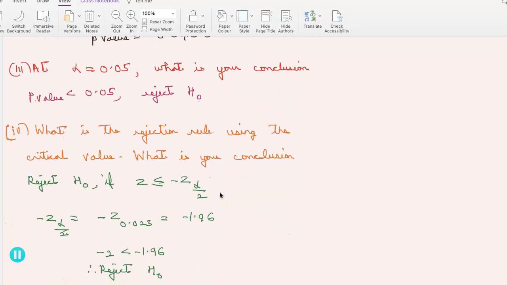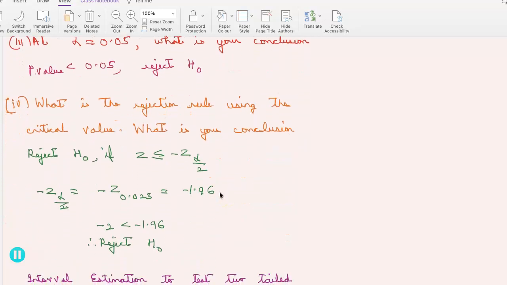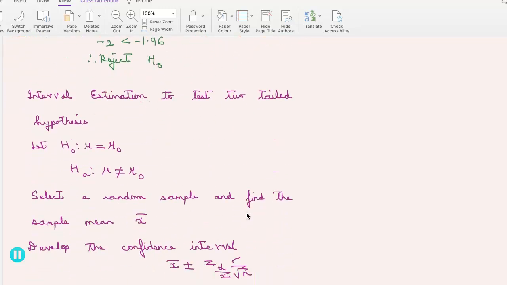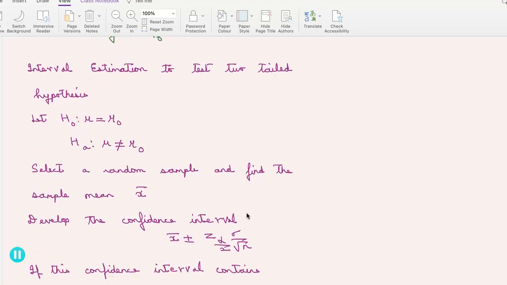What is the rejection rule using the critical value? According to the critical value, you reject H0 if z is less than or equal to minus z alpha by 2. Minus z alpha by 2 will be minus z 0.05 by 2, that is 0.025, which is minus 1.96. And minus 2 is less than minus 1.96. This is from the table which I had asked you to remember. So we reject H0.